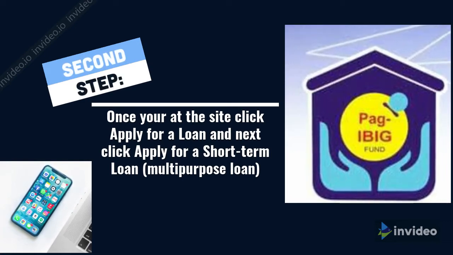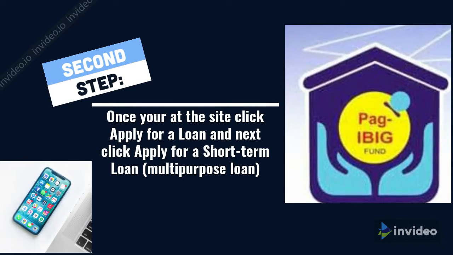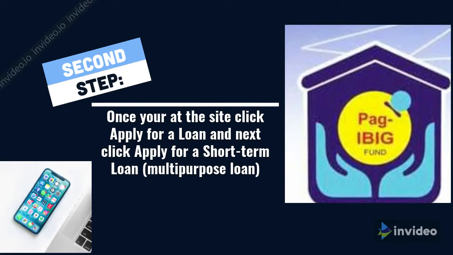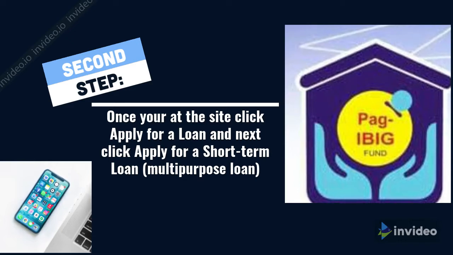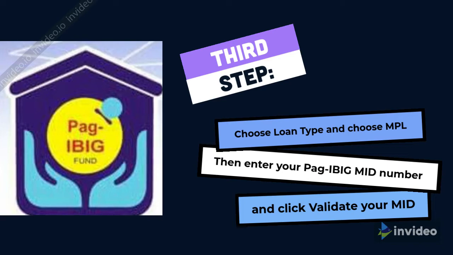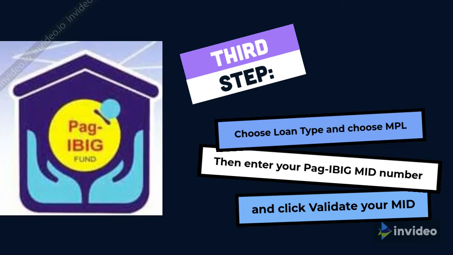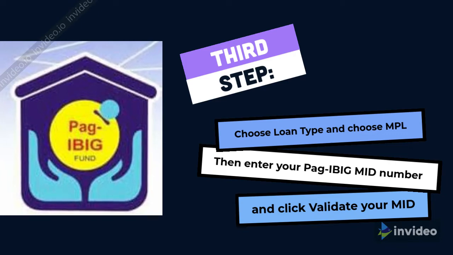Second step, once you're at the site, click Apply for a loan and next click Apply for a short-term loan, multi-purpose loan. Third step, choose loan type and choose MPL, then enter your Pag-IBIG MID number and click Validate your MID.